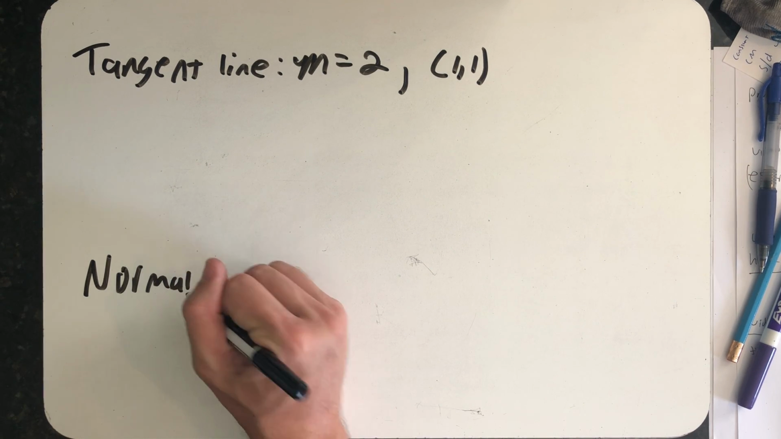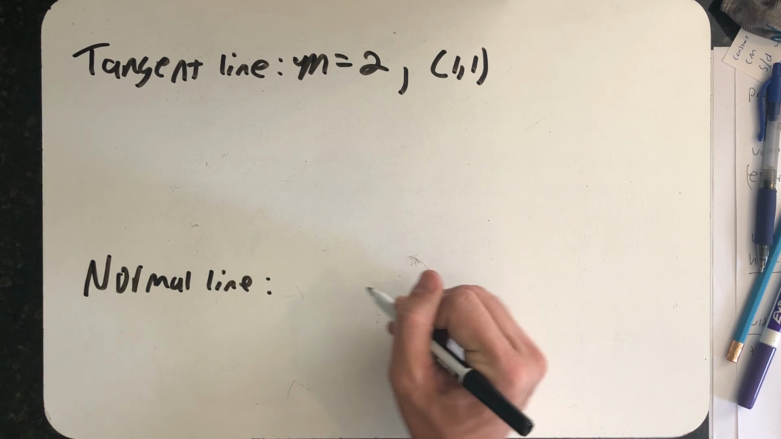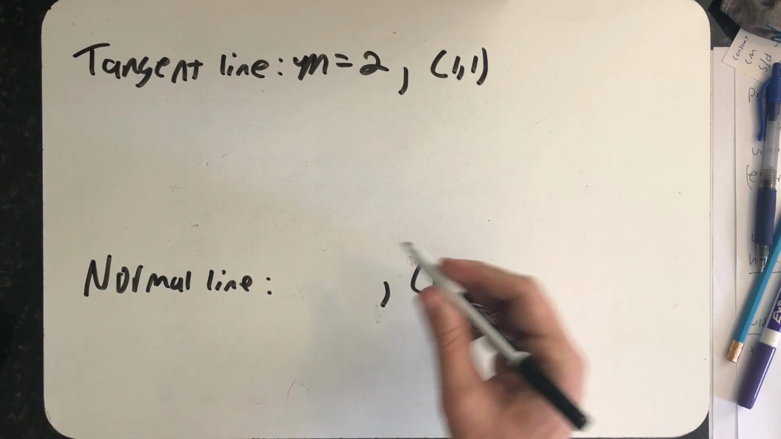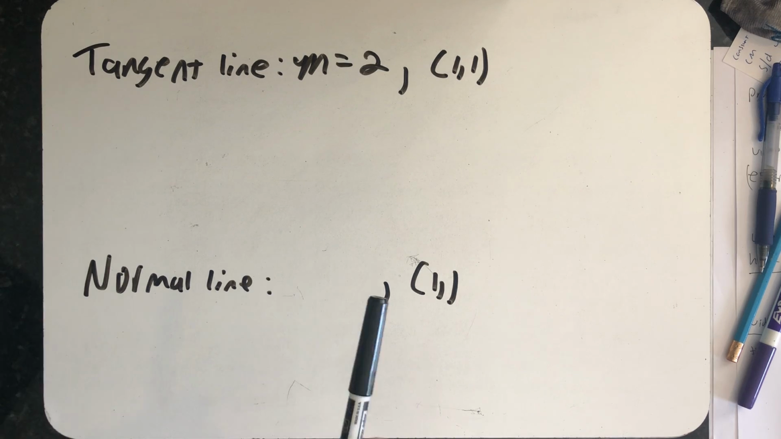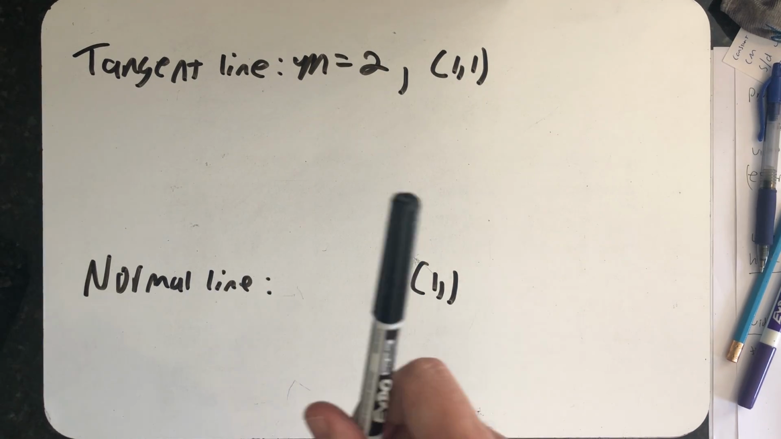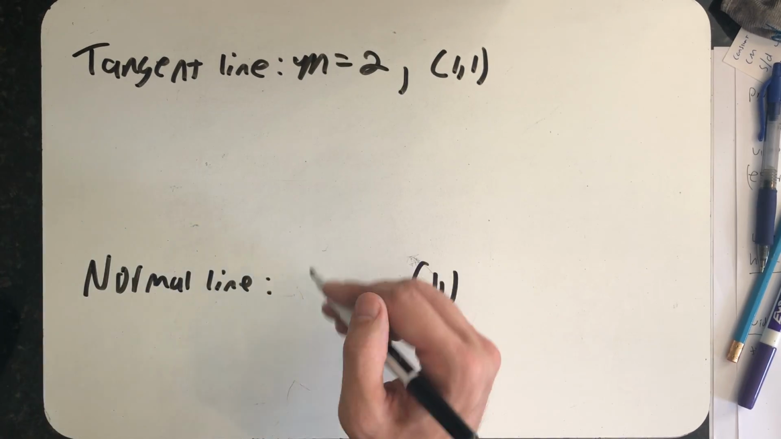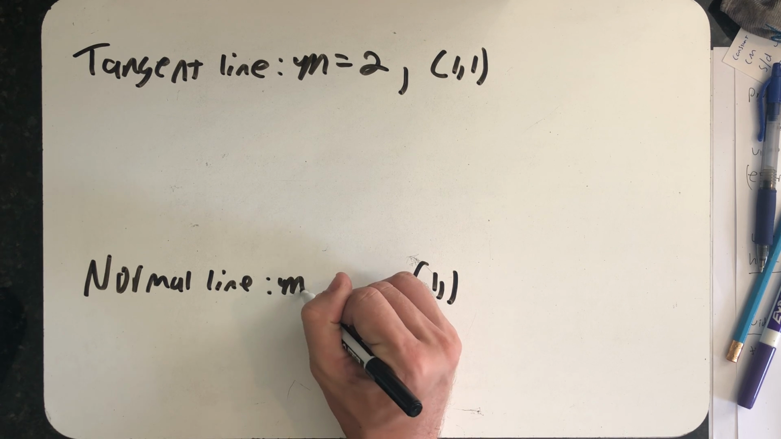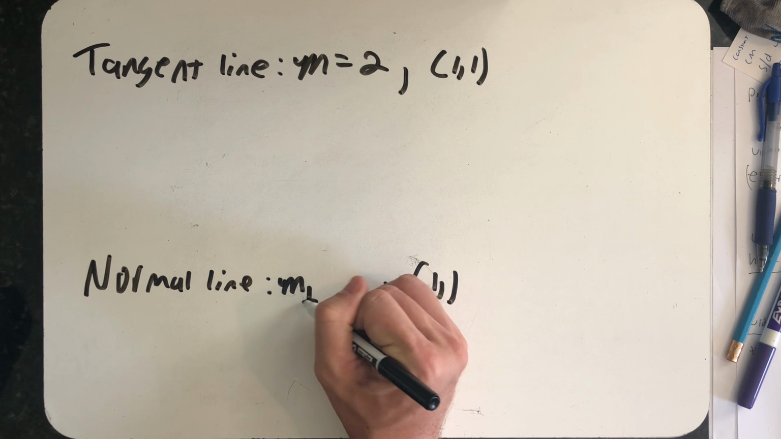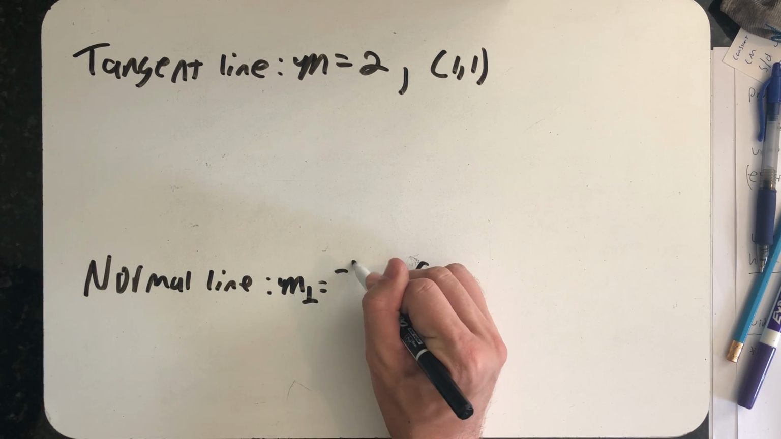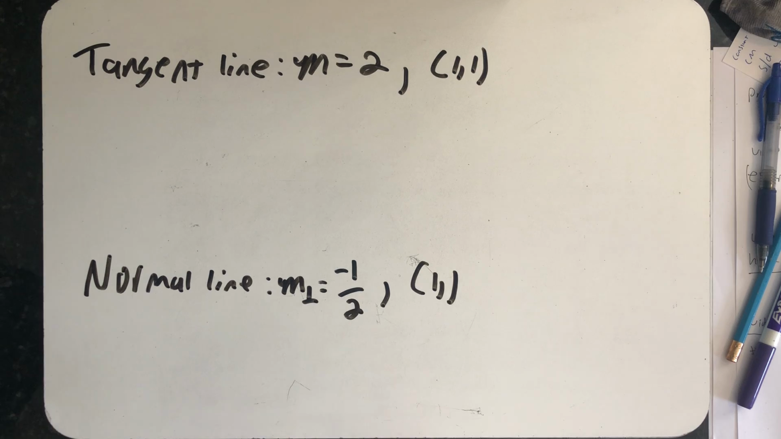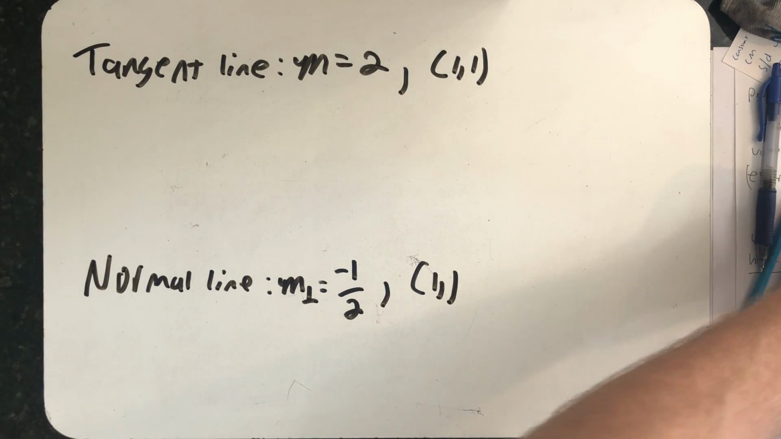Let's think about that normal line. The line's still going to pass through the point (1, 1), but I need a slope for a line perpendicular to that one. And I remember that perpendicular lines have slopes that are opposite reciprocals. So the slope for my normal line, which I'm going to call m perp, a little symbol for perpendicular, is minus 1 over 2, opposite reciprocals. Now all I have to do is find the equations of those two lines.